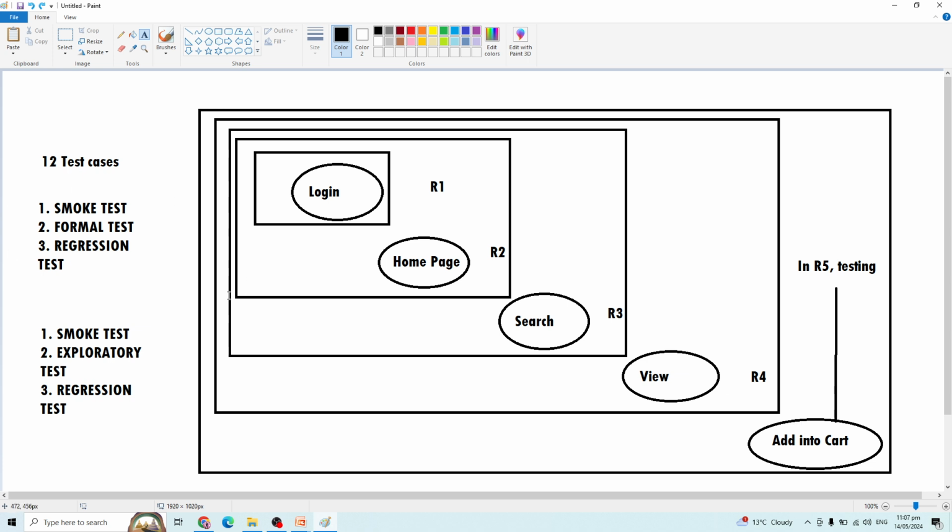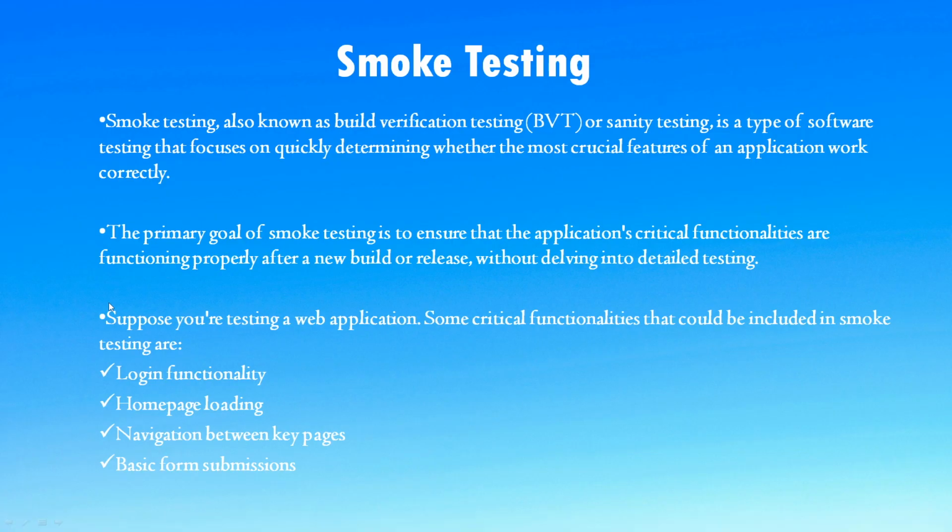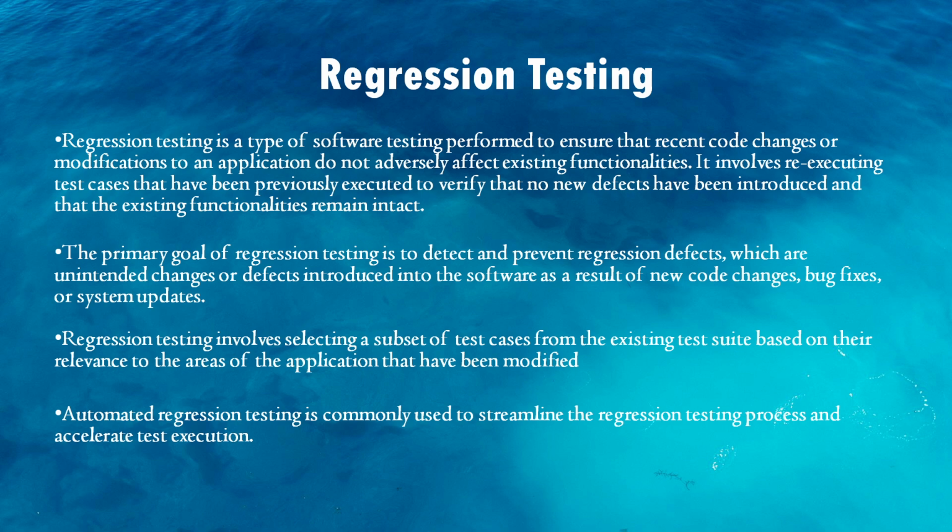Now we can follow different sets of tests. In that scenario, what are the different types of testing we can do? The first, one of the important types, is smoke testing. The main aspect of smoke testing is to make sure the critical features of the application work. That's what we have to know. Examples: login, homepage, navigation between the key pages, and basic form submission. That is smoke testing.